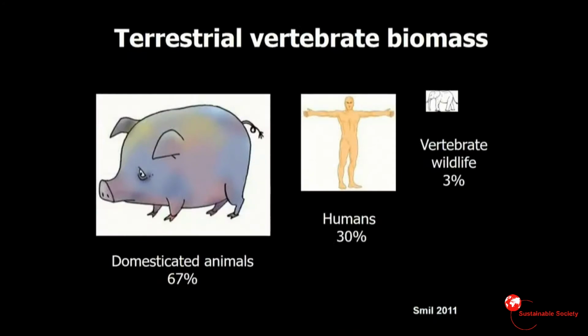This is a quite astounding fact. When you look at life on the land, terrestrial vertebrates, these are all creatures that have a backbone, mammals, birds, reptiles, amphibians, and you add up the mass, the weight of all of them. Our domesticated animals, pigs, chickens, cattle, are 67%, two-thirds of the weight of all animals on land. We humans are another 30%, just our body weight. That means that all wild creatures on land now comprise only 3% of the mass of life on the land.